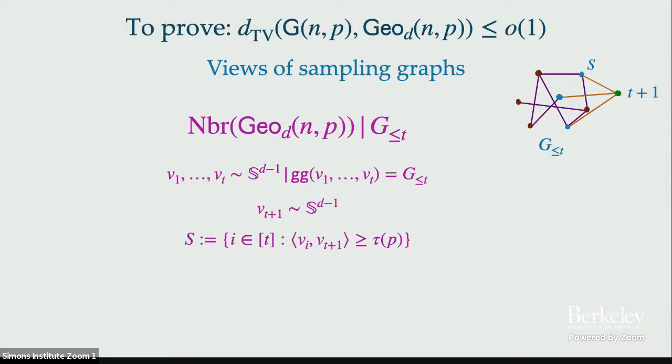Let's just review a little bit how this distribution is defined. Once we're given a graph G_t, we can consider the vertices V_1 through V_t on the random sphere that generate this graph. This is a distribution over all eligible choices of vectors on the sphere that generate this G_t. Once we have vectors for the first t vertices, we can sample vertex t+1 randomly and look at the distribution of its neighbors. So this is a more complicated distribution to describe.